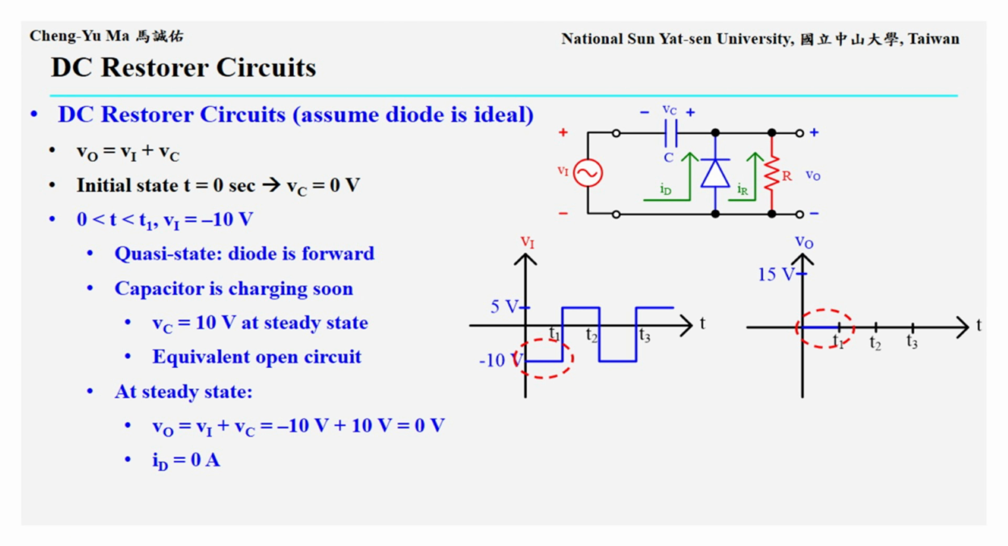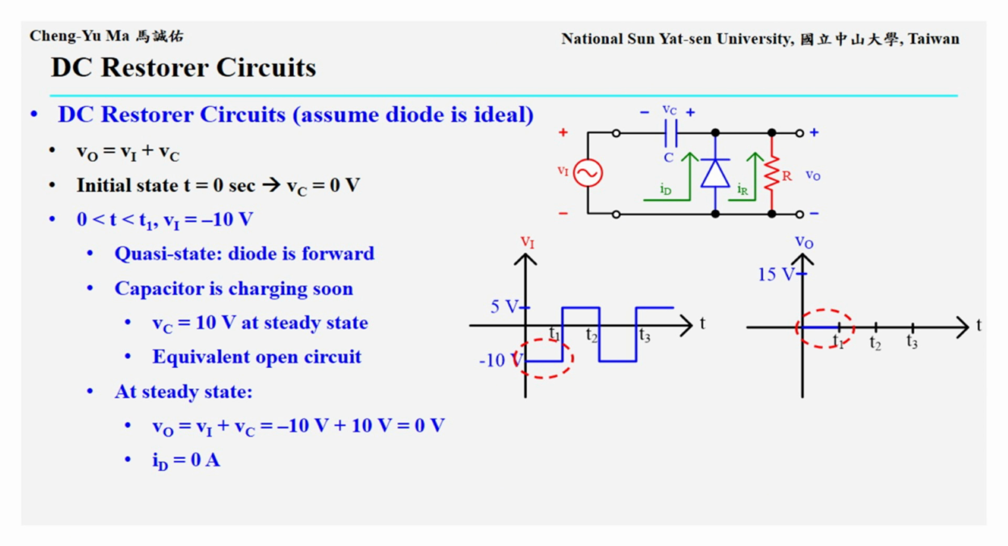When the signal source is connected at t equals 0 seconds, the input signal Vi is negative 10 volts during the interval from 0 to T1. At that instant, the diode is forward biased and behaves like a short circuit, so a large diode current, ID, flows. In addition, the resistor R also has a current, IR. Both ID and IR contribute to charging the capacitor. Since the current flows through the capacitor from the right side to the left side, Vc becomes positive.